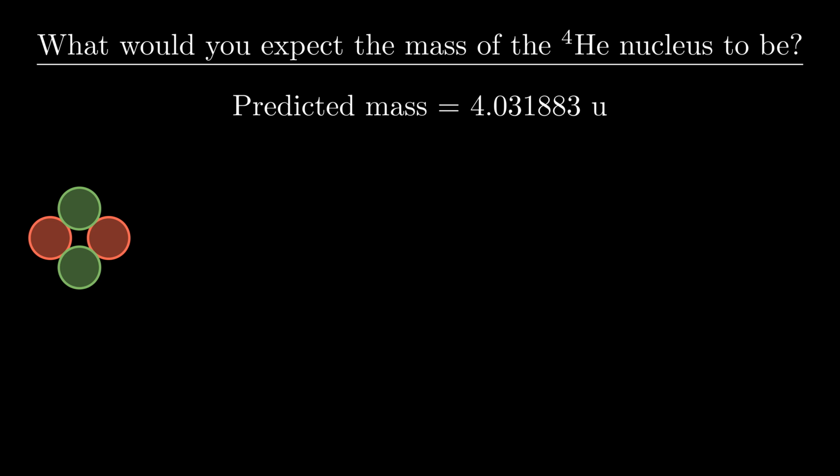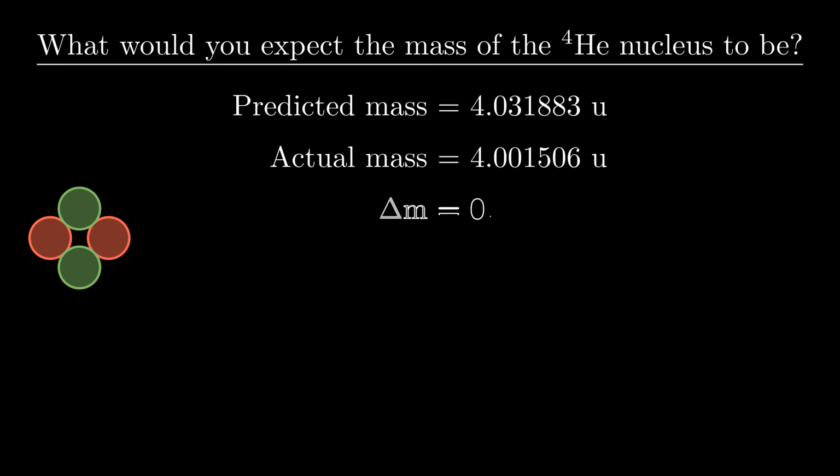But if you actually go and measure the mass of a helium-4 nucleus, you'll get a different value, one slightly smaller than the one we calculated here. The true mass of a helium-4 nucleus is 4.001506 atomic mass units. So we are off by 0.03 atomic mass units. The mass of our nucleus is less than the sum of its parts. So what's going on here? This is what we call the mass defect.